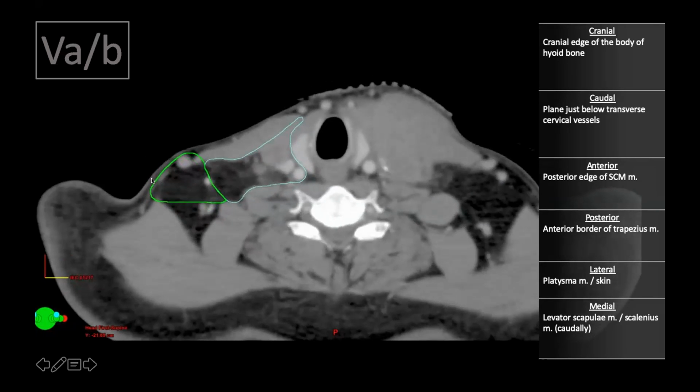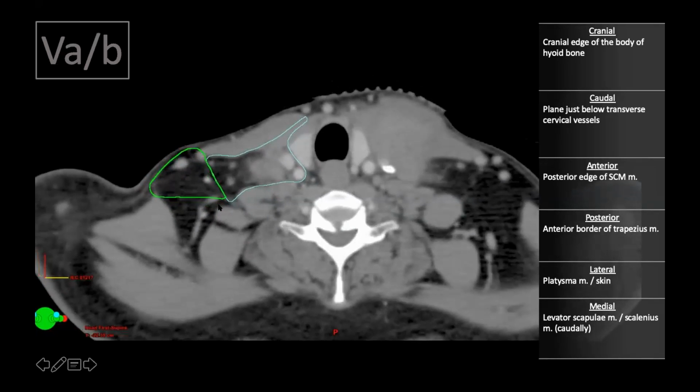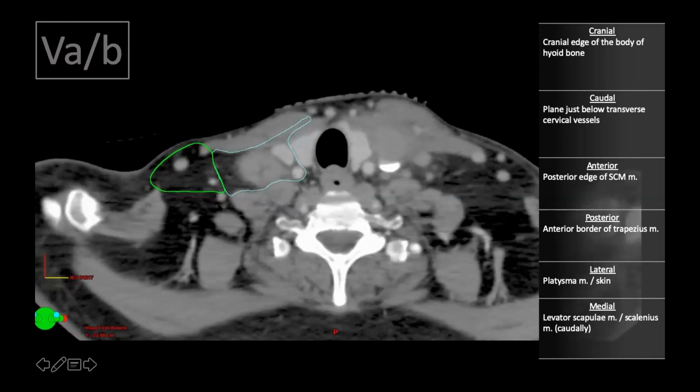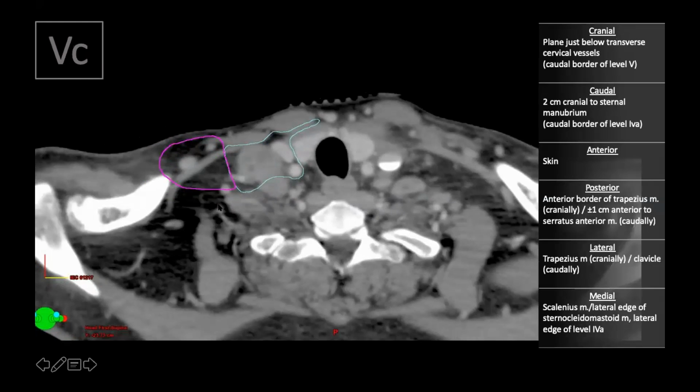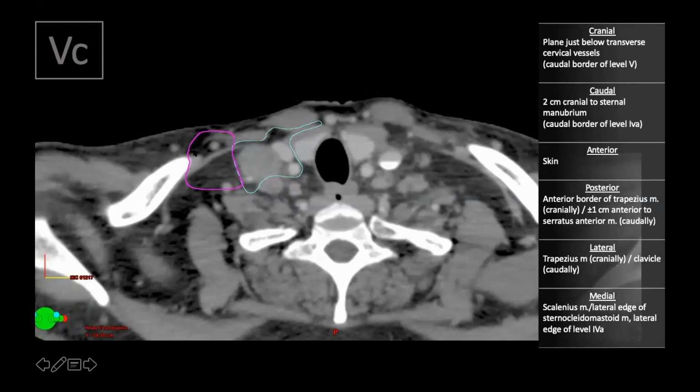So again, laterally by the platysma, posteriorly by the trapezius, anteriorly by the sternocleidomastoid, and medially continuous with your upper, middle, or lower jugular group of lymph nodes. So this is your level 5 and 5B. It includes the transverse cervical vessels, and below that you will have the level 5C. So this here is the level 5C.